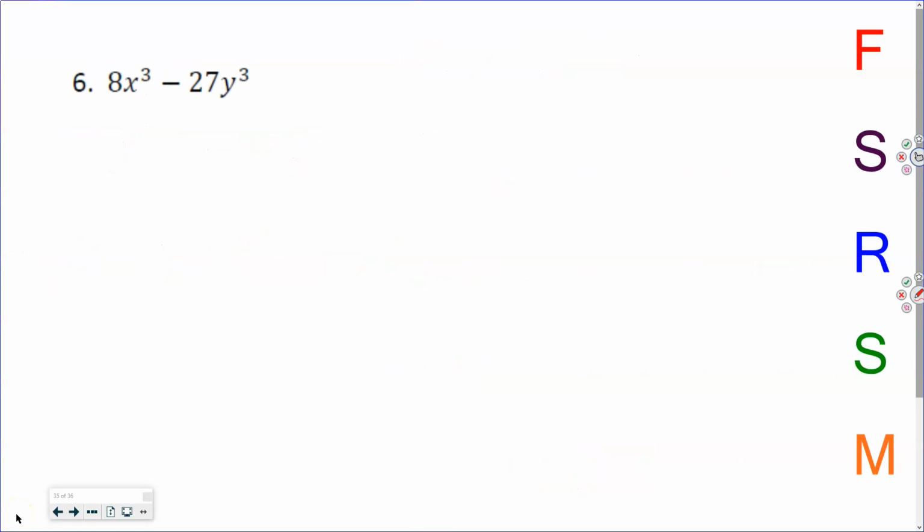Number 6 says 8x to the third minus 27y to the third power. So remember, stare more. The first thing you need to do is factor out a GCF. It looks like there's a GCF, but there's not. There's no common factor between 8 and 27. So the next thing is to sign it. Draw your binomial space, draw your trinomial space, and put in the signs. Remember, whatever is printed on the problem goes in the binomial. So these two have to be pluses.